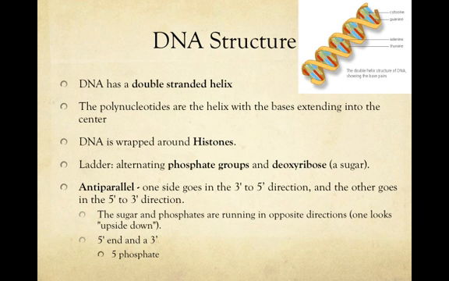So the DNA structure has a double-stranded helix, and the polynucleotides are the helix with the bases extending into the center, which is shown in the picture. And the DNA is wrapped around histones. The backbones, as you see, are alternating phosphate groups and deoxyribose, which is a sugar. And the double-stranded helix is antiparallel, meaning one side goes in a 3' to 5' direction, and the other goes in a 5' to 3' direction. You can tell which is the 5' direction from the phosphate, so just remember 5-phosphate. Another way to look at the antiparallel is the sugar and the phosphate are running in opposite directions. One kind of looks upside down.